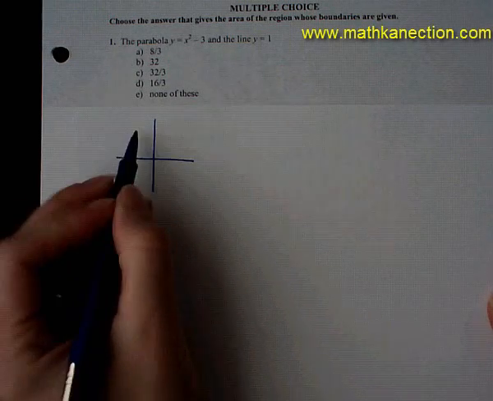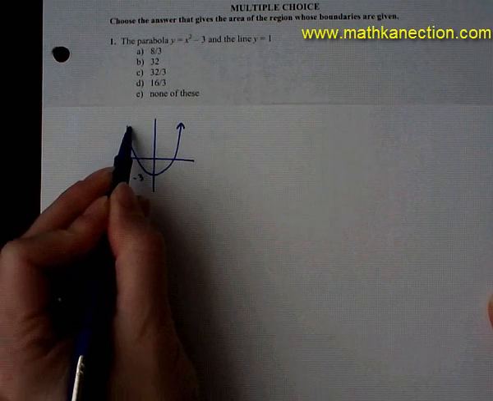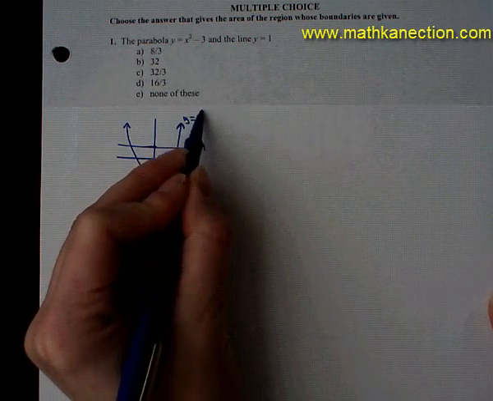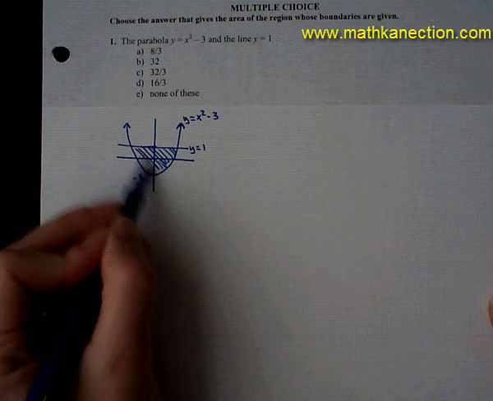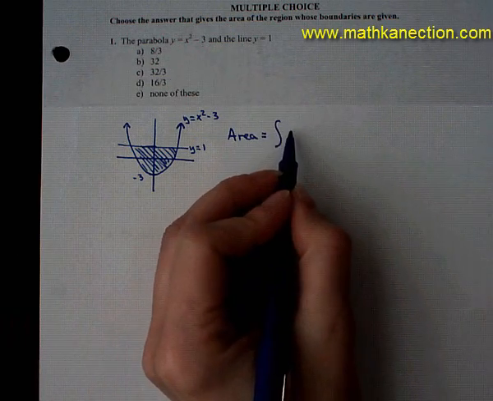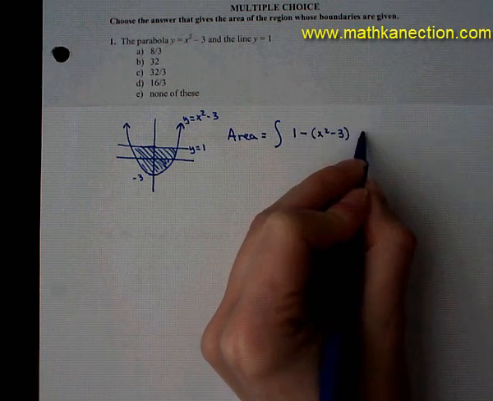So in multiple choice example number 1, we're going to find the area that is bounded between y equals x squared minus 3, which is a parabola, and the line y equals 1, which is a horizontal line. Sketching the graph, we can see the area between the two curves. It's going to be the integral. The top function is y equals 1, minus the bottom function, which is x squared minus 3.